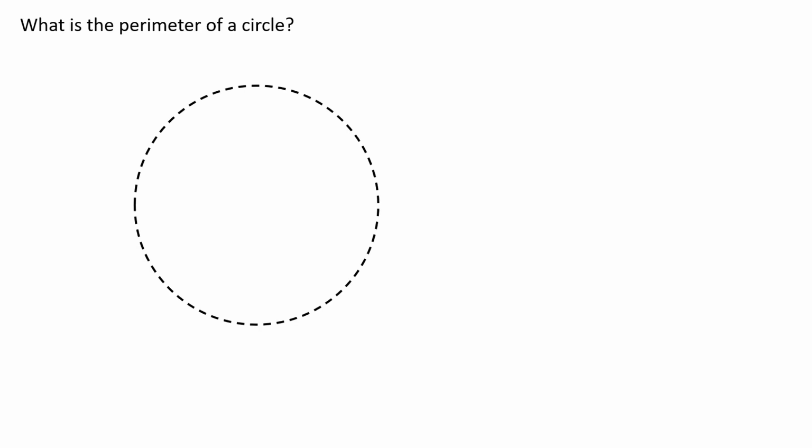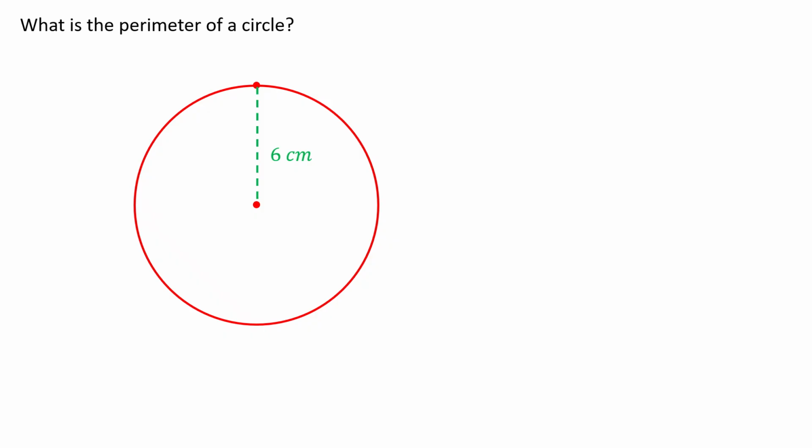Let's talk perimeter of a circle. Here's a circle. The perimeter would be the total distance around the edge, just like any other shape. Here's the center of a circle. The distance to the edge is called a radius. Circles have infinitely many radii. There's one, here's another one, and there's infinitely many of them. But of course, they all have the same length.